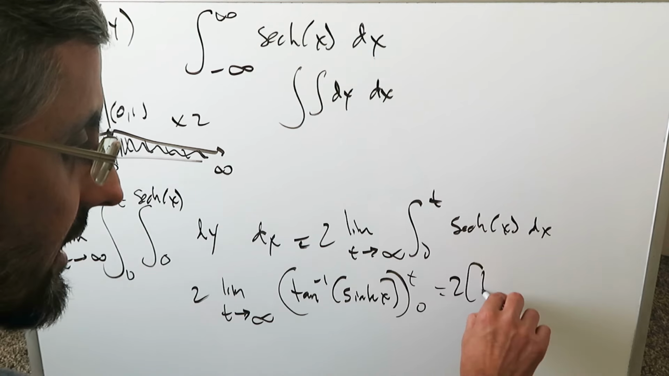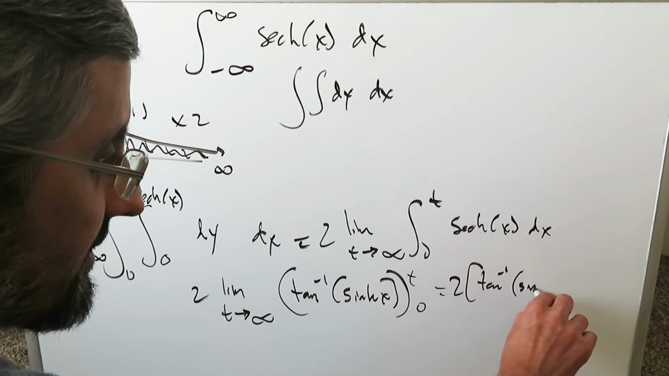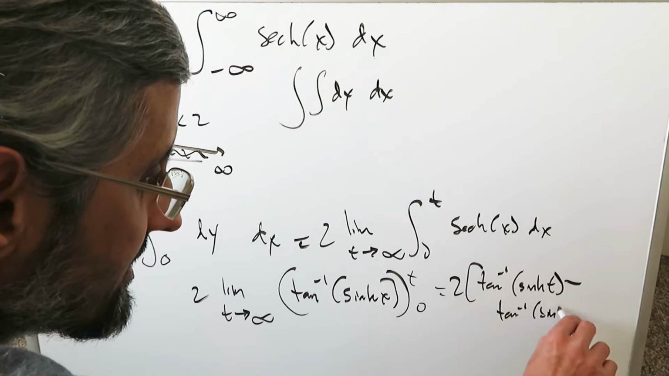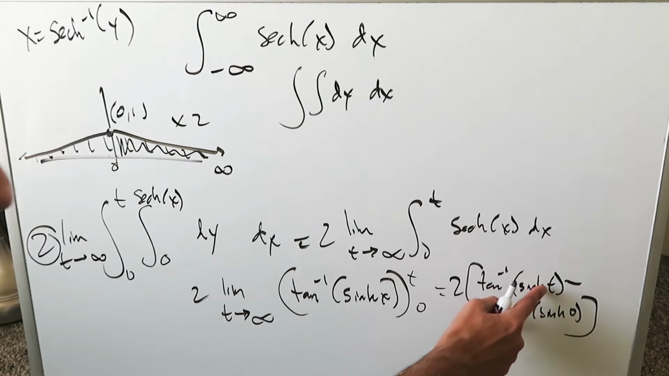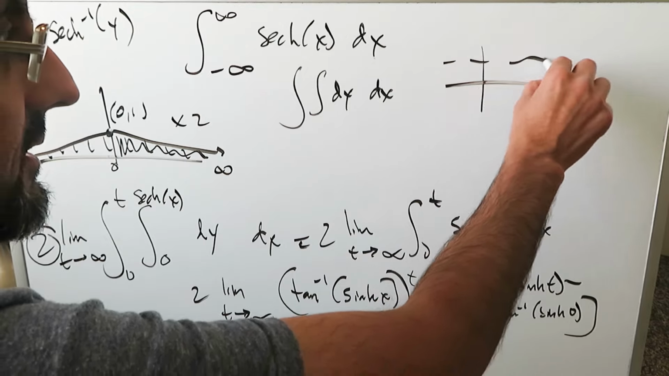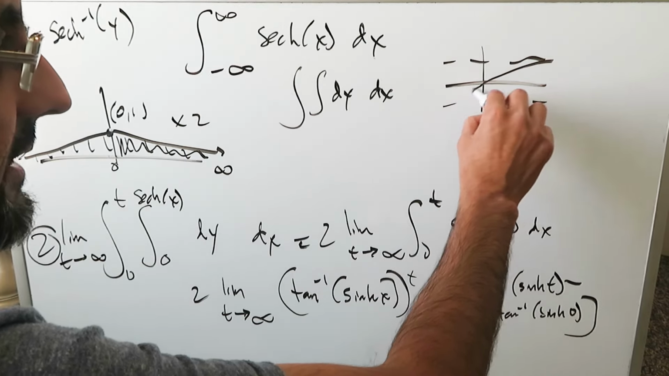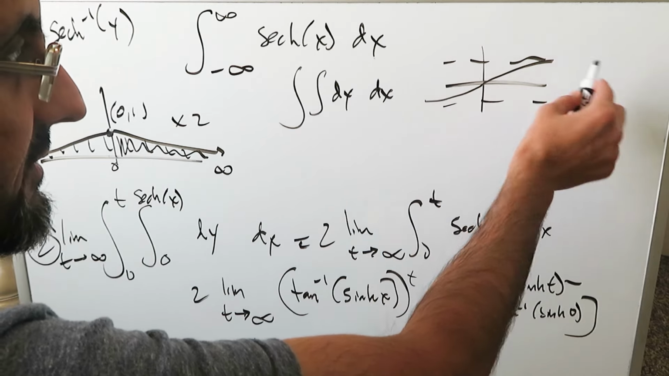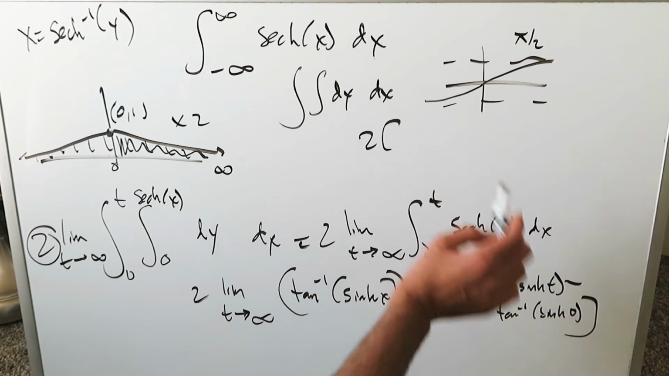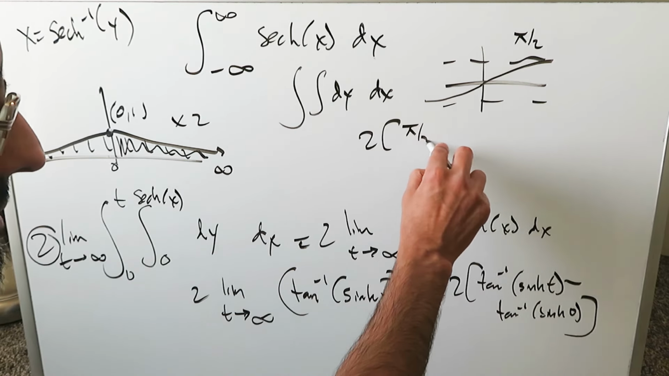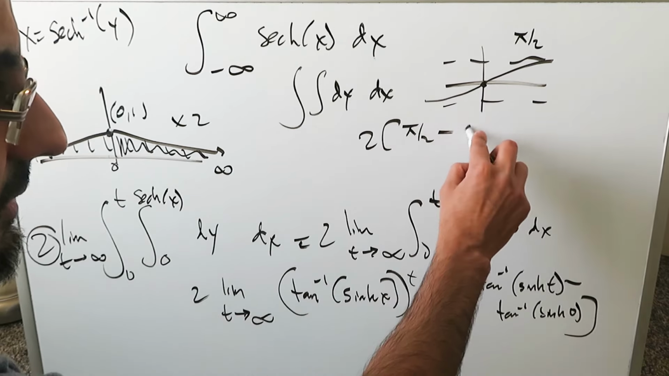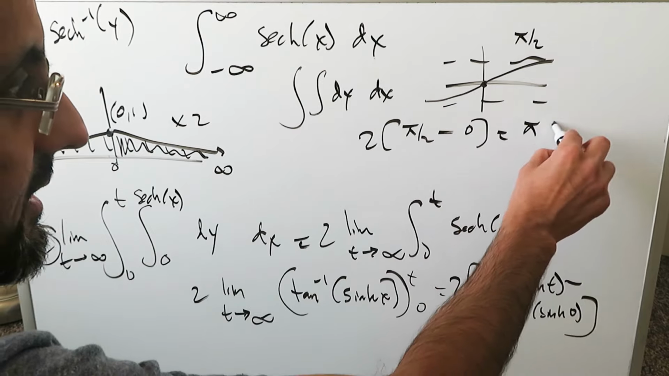So what is it that we're looking at? We're looking at 2 times inverse tan of hyperbolic sine of t minus inverse tan of hyperbolic sine of 0. Hyperbolic sine of infinity is infinity, but inverse tan of infinity is pi over 2, because if you look at the arctan function curve, it looks something like this. As your values approach positive infinity, your function approaches a pi over 2 horizontal asymptote. So you're getting 2 times inverse tan of infinity, which is pi over 2, minus inverse tan of sinh 0, which is 0, because it goes to the origin. Pi is your answer.